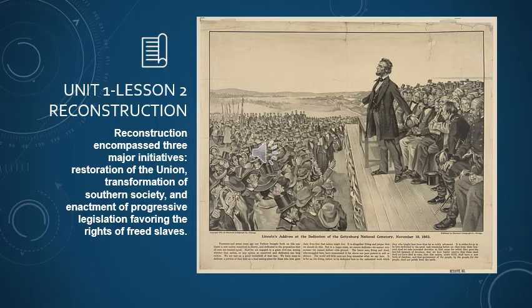Reconstruction encompassed three major initiatives: restoration of the Union, transformation of Southern society, and enactment of progressive legislation favoring the rights of newly freed slaves.